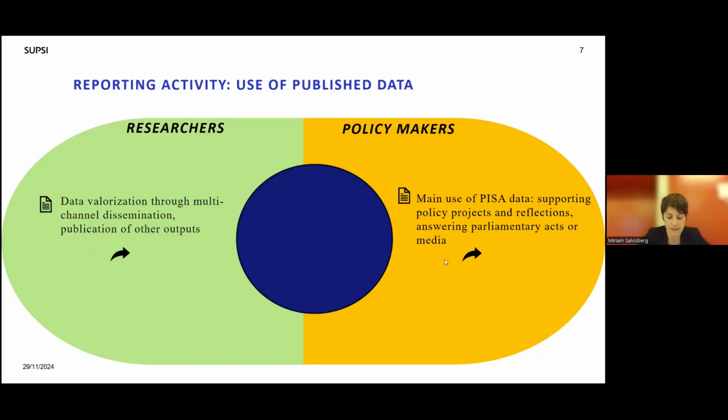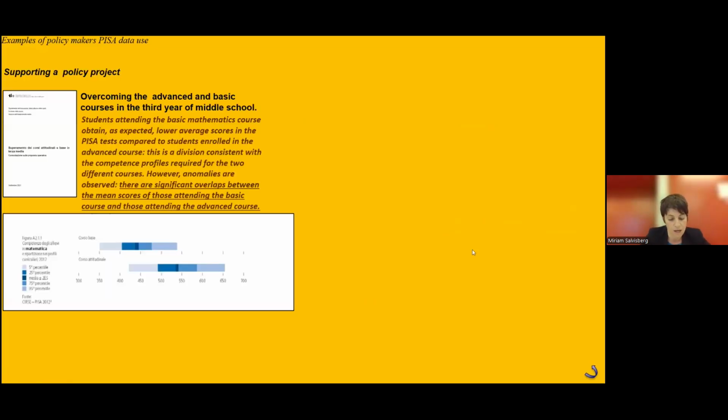Policymakers use PISA data for practical purposes, such as shaping policy projects and addressing media or parliamentary inquiries. For example, PISA data supported a report of the Department of Education on taking away the different courses with different levels in middle school classrooms. This is a topic on which the department is working hard. They use a graphic in which we can see the overlaps in scores between advanced and basic courses.